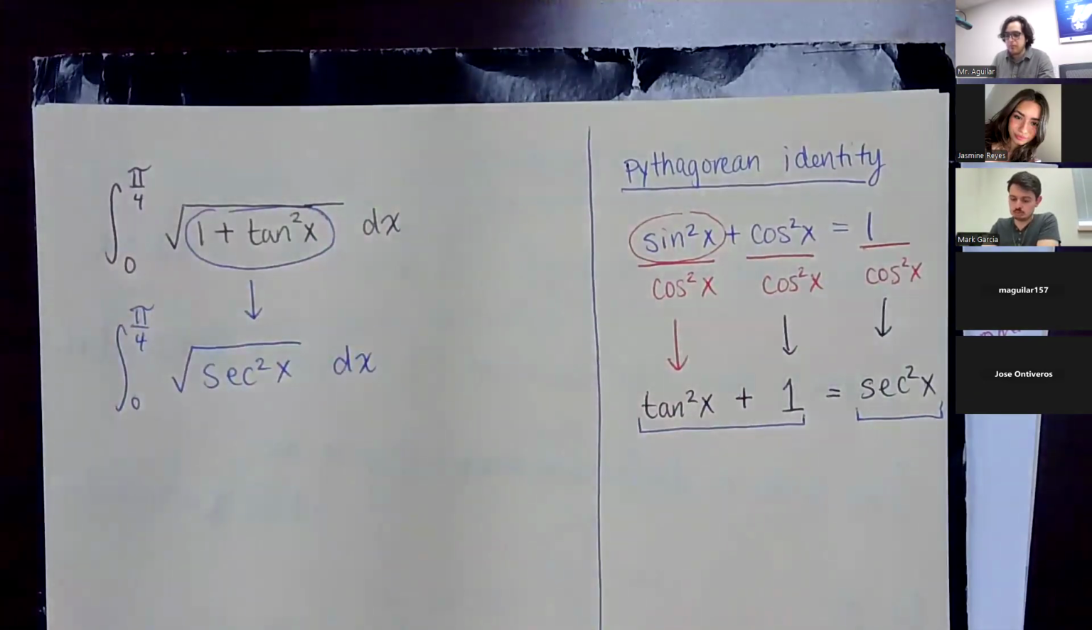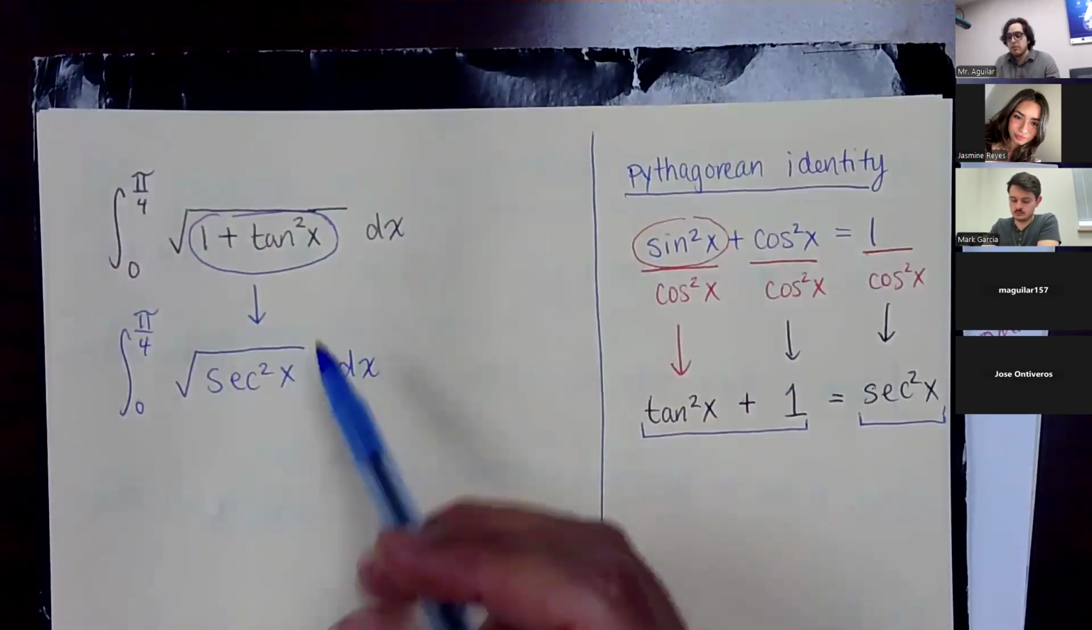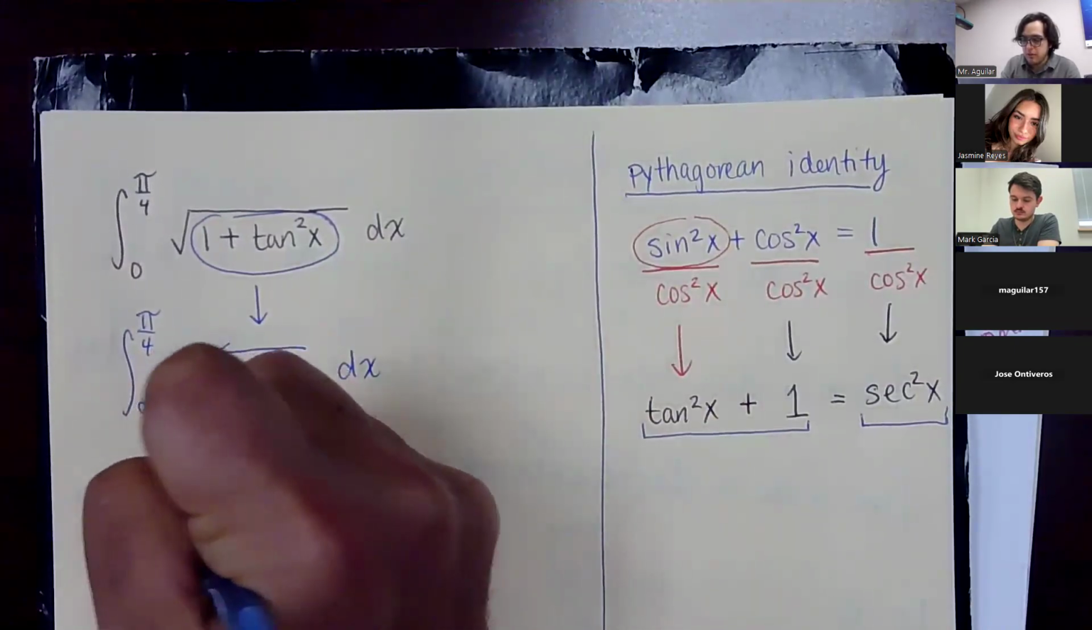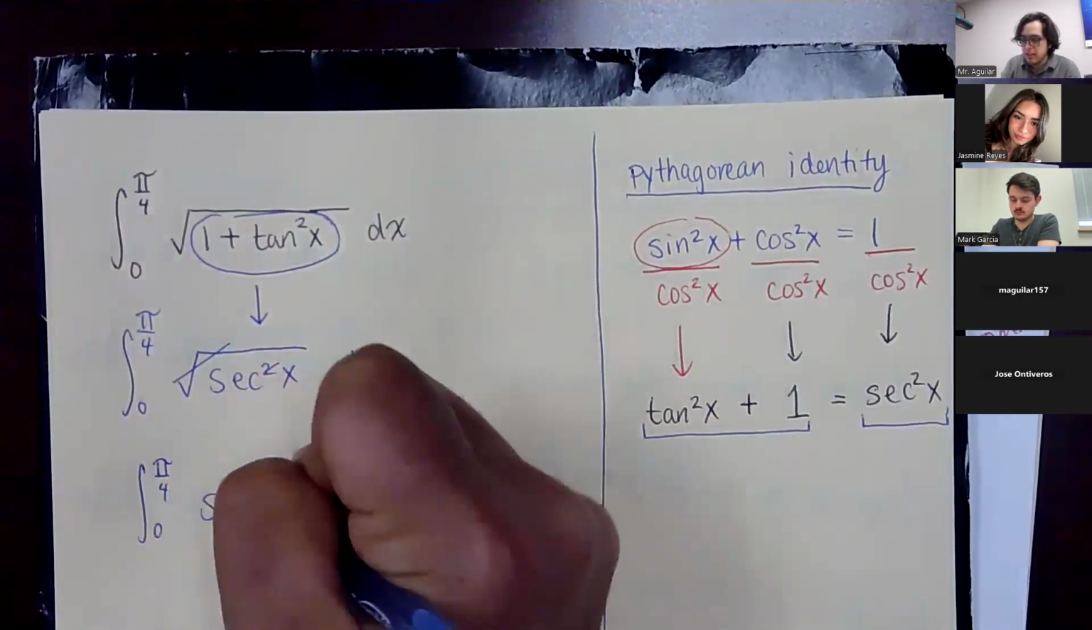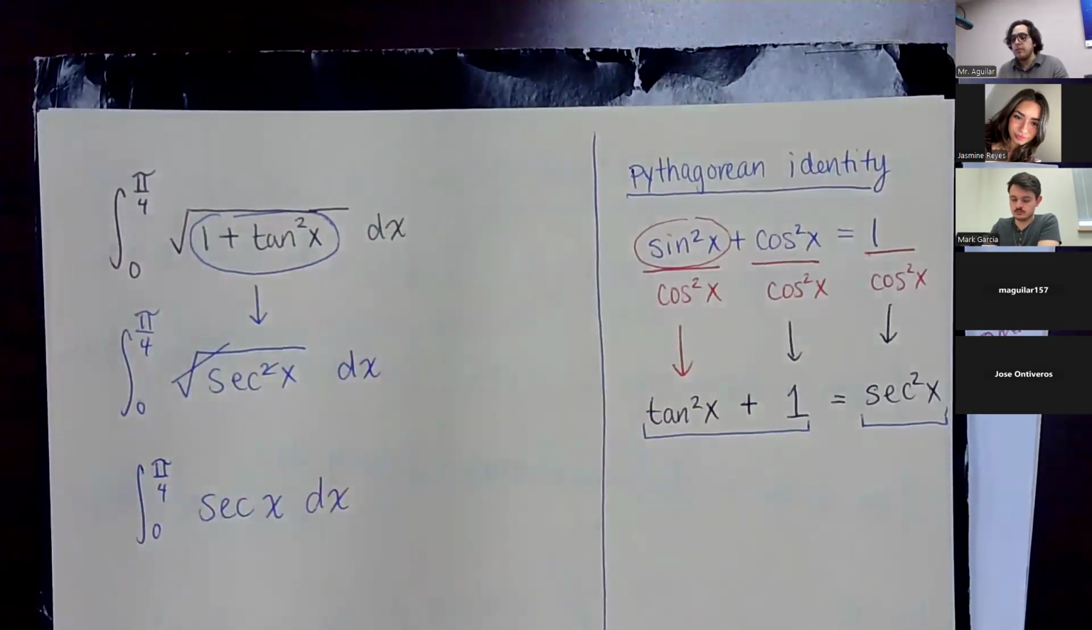Integration limits stay the same. And then if you take the square root of something squared, that'll cancel out. So we have 0 to pi over 4, and that's just going to be secant x dx. Okay.